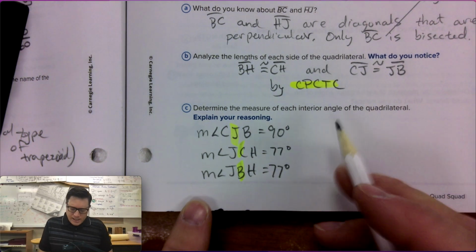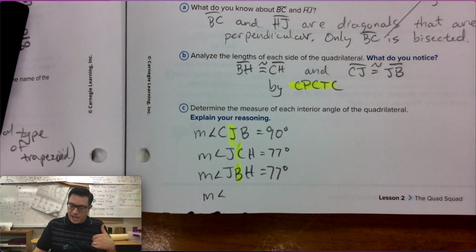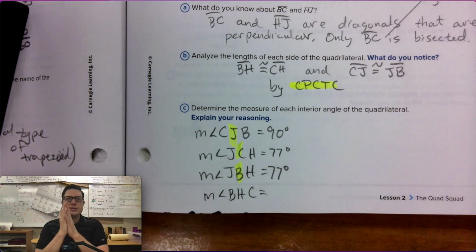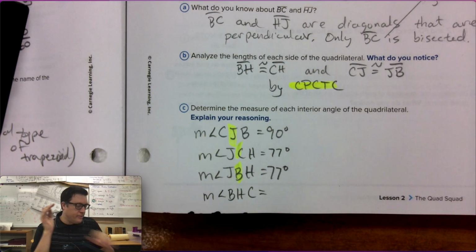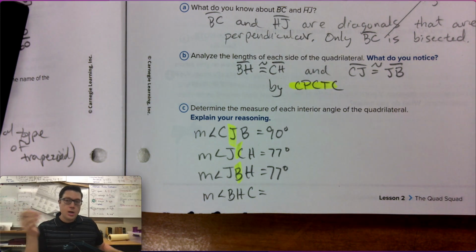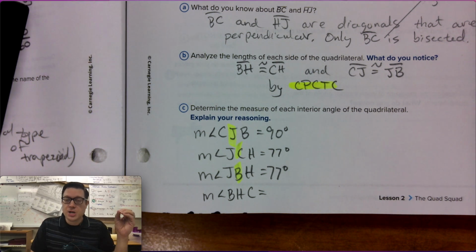The last angle we need to find is angle H. So the measure of angle, I guess H is the middle letter, BHC. Now, this is a trick with quadrilaterals. I don't even need to use a protractor to measure it, although it kind of guesses and checks. But here's the nice thing about it. All four angles of a quadrilateral have to add up to 360.